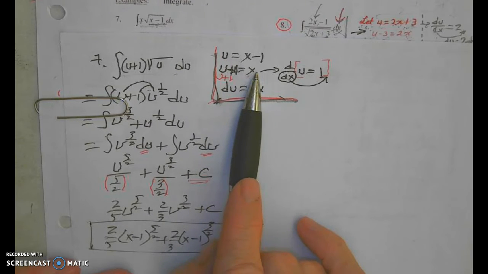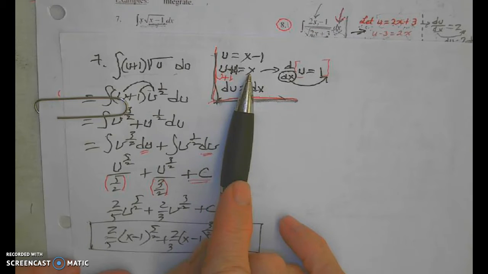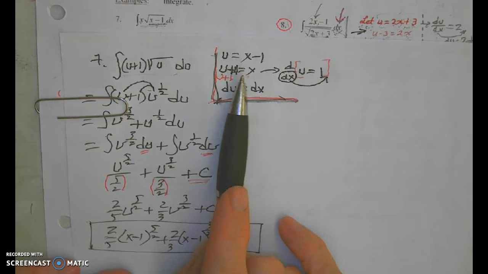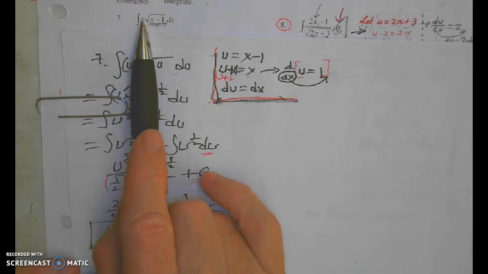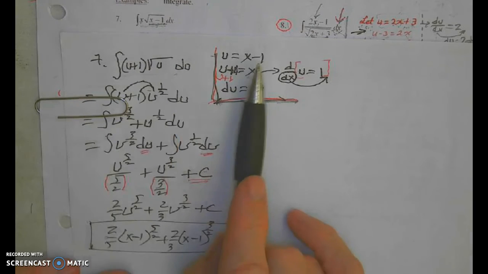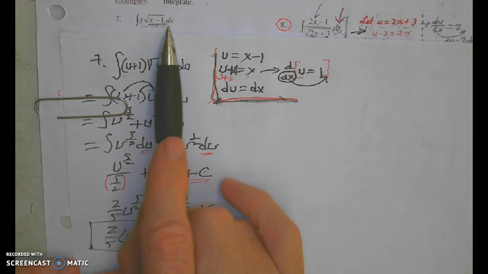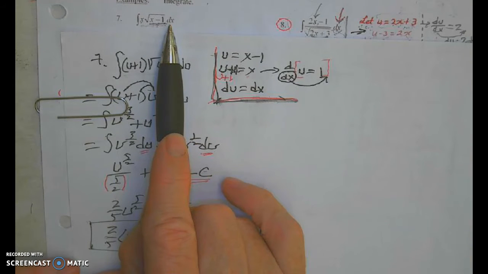And then we isolate x, so we move the 1 over, and this reads u plus 1 equals x. Now at that point, I can change my x, which is right here, into u plus 1. And I can change x minus 1, which was my baby, into u, which I did right here. The only thing left to do is change dx into a form of du.